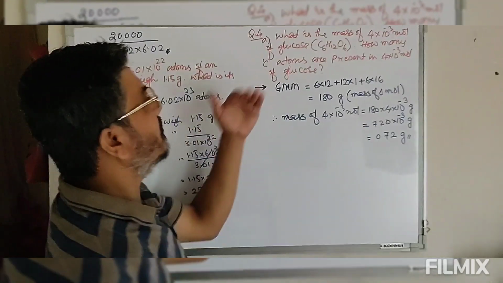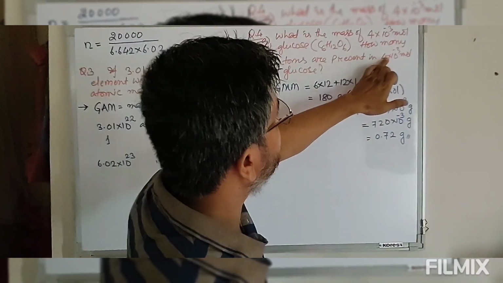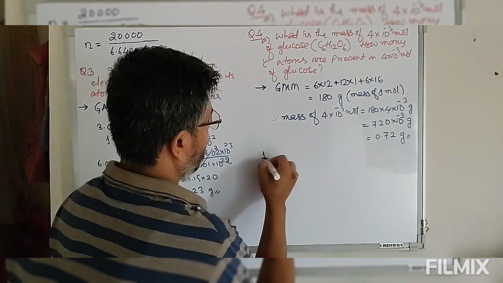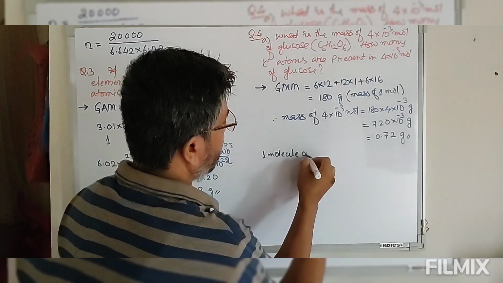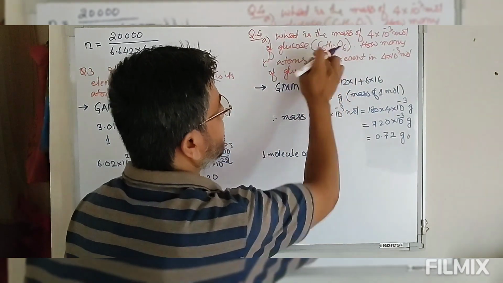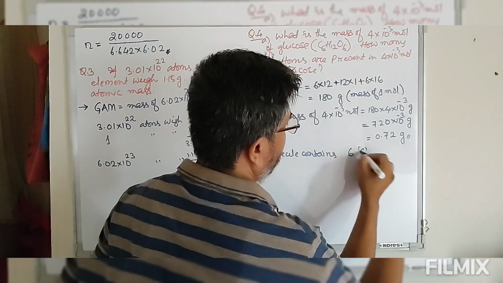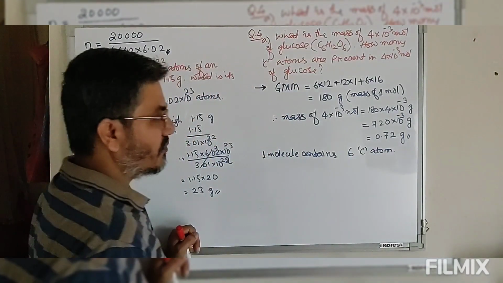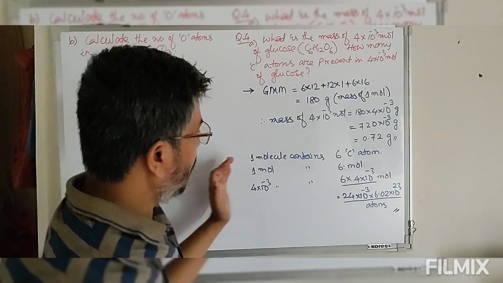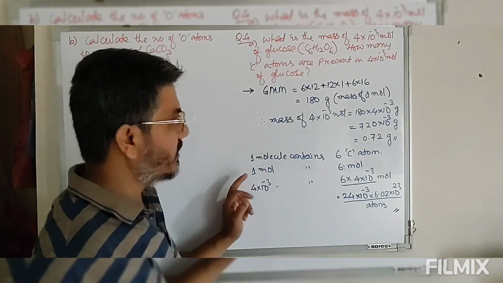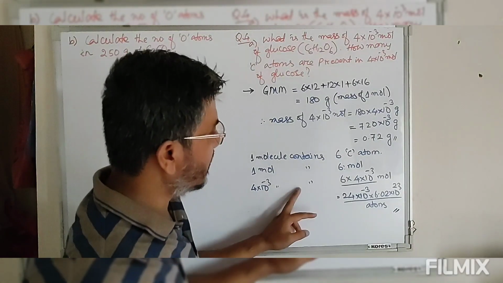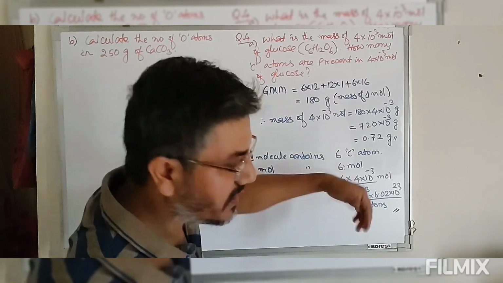Now the next part of the question is how many carbon atoms are present in this many moles. So now if you look at this molecular formula, for the second part, how many carbon atoms does one molecule contain? A single molecule of this glucose, C6H12O6, contains how many carbon? 6, 6 carbon atoms. So if one molecule contains 6 carbon atoms, then 1 mole will have 6 moles of carbon atoms. Then 4 into 10 power minus 3 mole will contain this many moles of carbon atoms, or this many atoms of carbon.